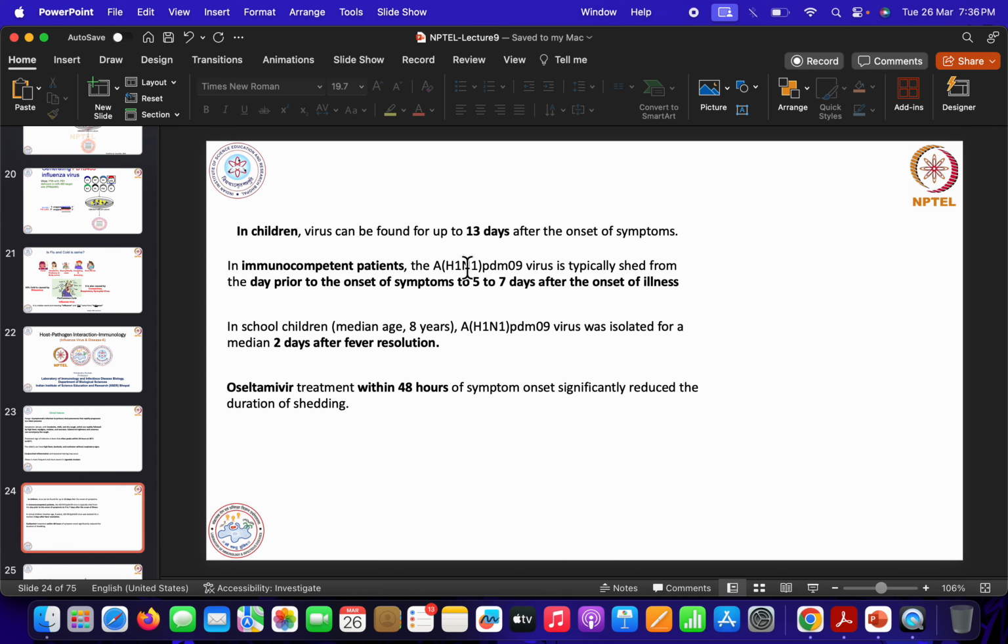In immunocompetent patients, the pdm09 virus is typically shed from the day prior to the onset of symptoms to 5 to 7 days after the onset of illness.